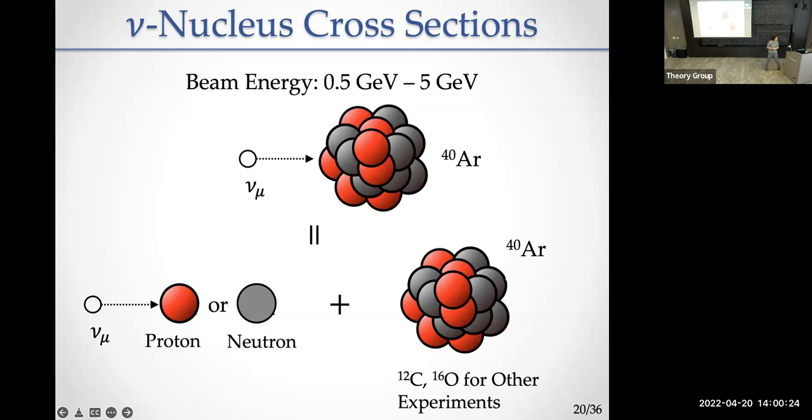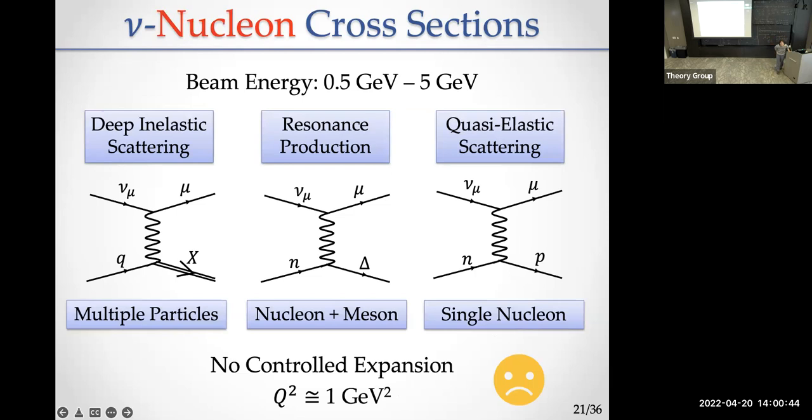Now, looking at this, you might think the second part is intuitively more difficult, because we essentially need to solve a nuclear structure problem for something that's large like argon-40. But the first part might be easy because it's just neutrino-proton and neutron scattering. Right?